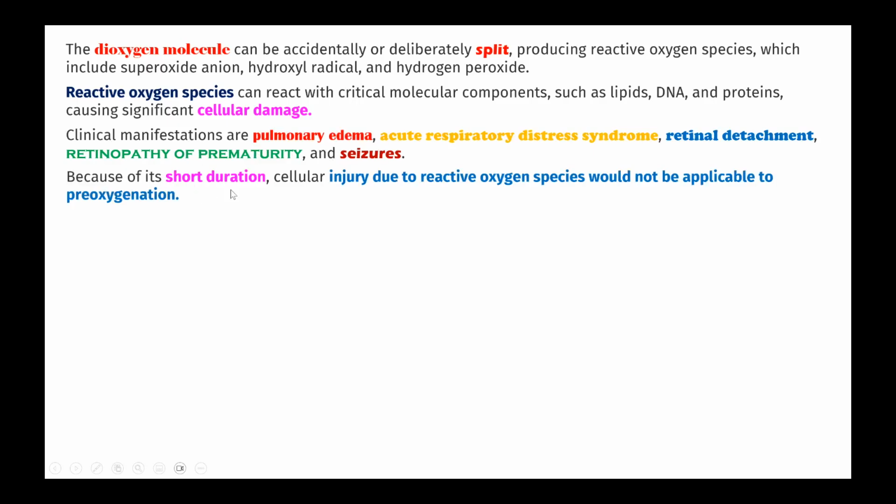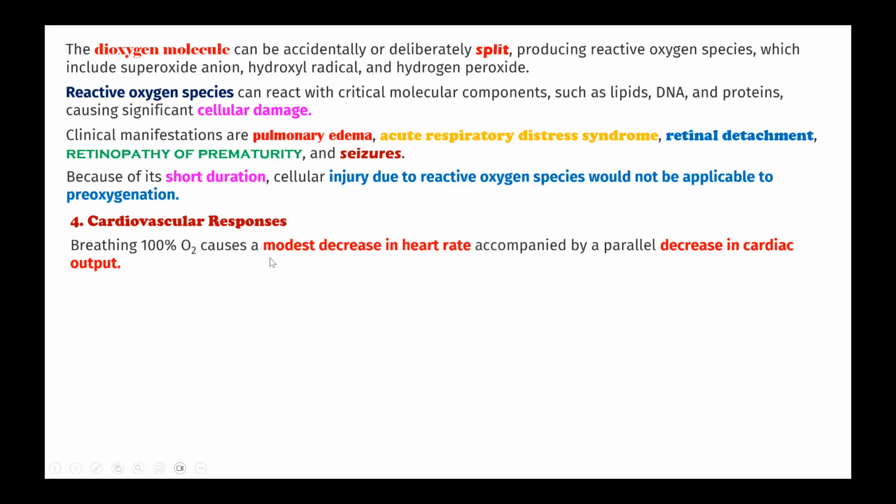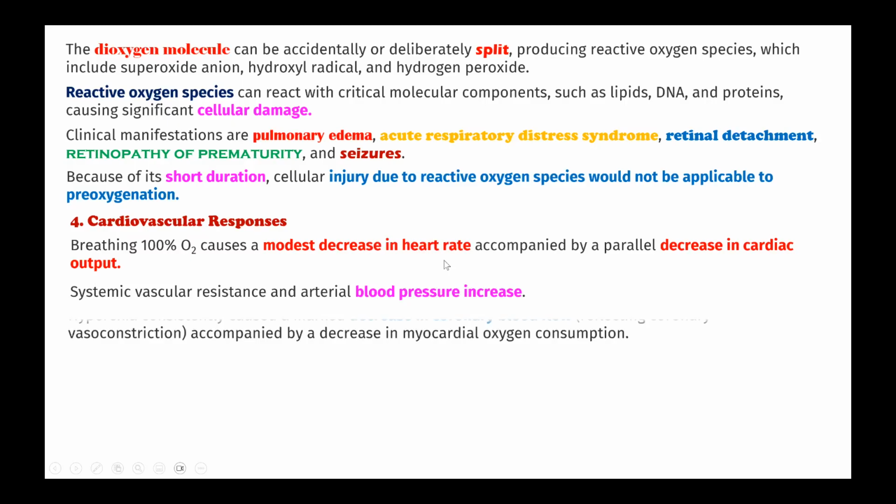Because of the short duration, cellular injury due to reactive oxygen species would not be applicable to preoxygenation. Only prolonged high oxygenation will cause this particular problem, which is a part of oxygen toxicity. Cardiovascular effects are mostly a decrease in heart rate and a decrease in cardiac output, and it may cause blood pressure to increase. A decrease in coronary flow can happen.